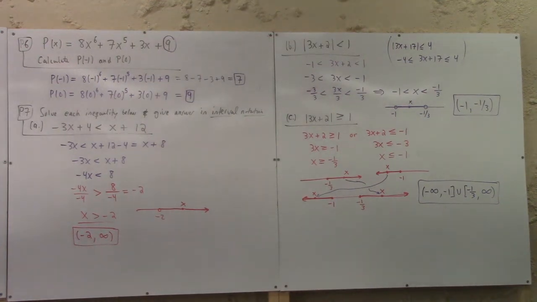The 2-point formula for a line looks like this. y is equal to y1 plus parentheses y2 minus y1 over x2 minus x1, times x minus x1. So this is the 2-point formula.